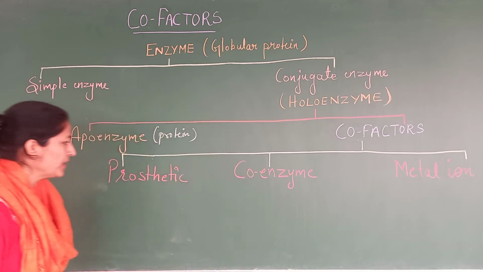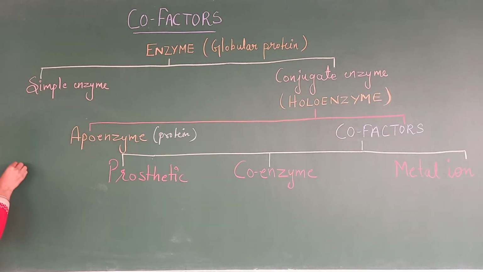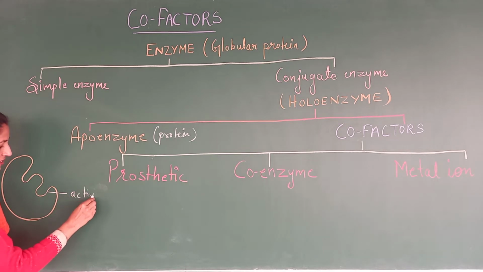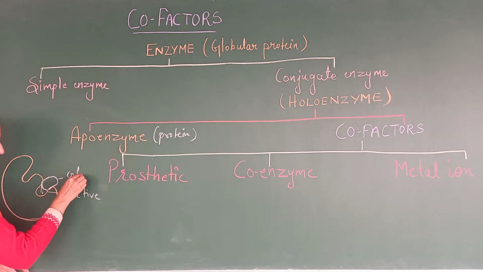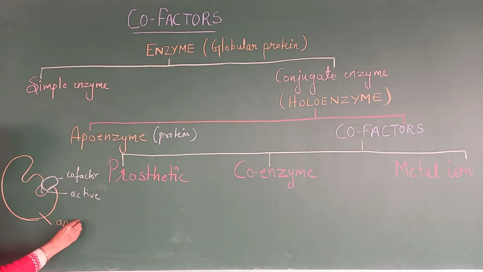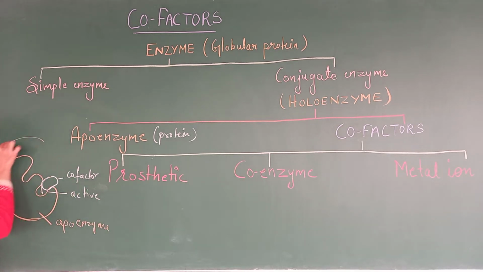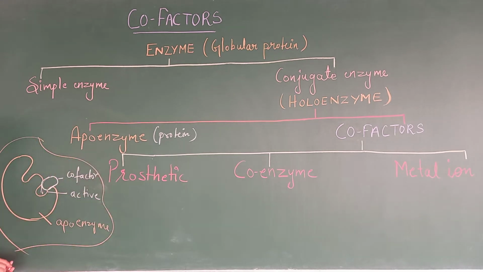Now, how they are going to attach to an enzyme, where they are going to attach, what are the examples, we will discuss that. So let's take an example of this holoenzyme once. This is an enzyme. This is the active site of an enzyme, and at this particular part, this cofactor is going to attach. This cofactor can be prosthetic, can be coenzyme, can be metal ion. So this part is apoenzyme, and the whole is termed as holoenzyme.